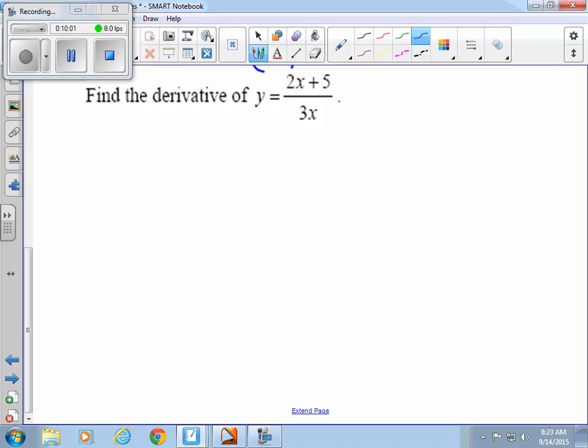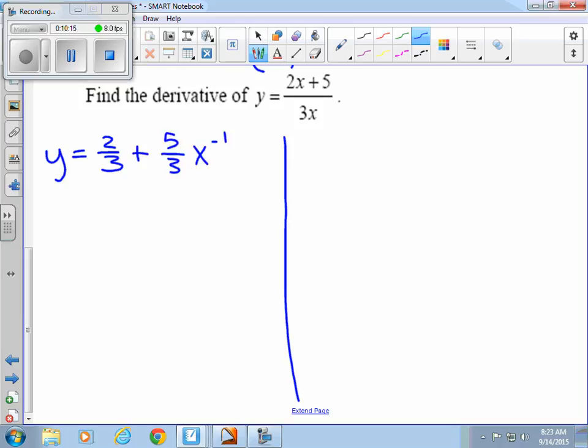So there are 2 ways to work this. I hope you always work this problem like you did yesterday, which is rewriting it as 2/3 plus 5/3 x to the negative 1. See how I got that? And then therefore the derivative would be 2x divided by 3x. And then 5 divided by 3x gives you 5x.